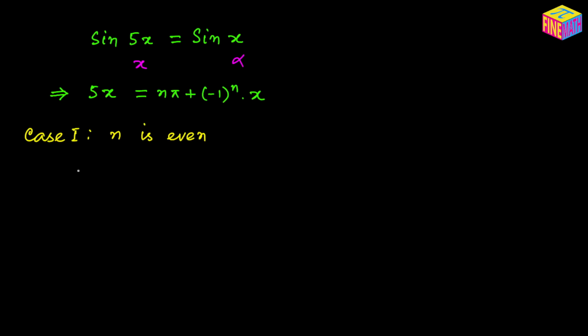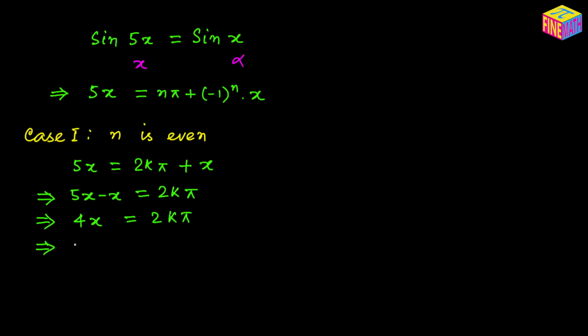Then what can we say? We can say, well, then 5x will be equal to some even number times pi. We can say 2k times pi. Now here we are taking another integer k, and we are saying that some even multiple of pi, because we have considered n as even, so we can write it as 2k times pi plus negative 1 raised to the power an even number, that will give us a positive 1 times x, so that is simply positive x right there. And from here, if we simplify this, 5x minus x is equal to 2k pi, where k is an integer, and from here 4x is equal to 2k pi, and from here we get x equals k times pi over 2, where k is an integer, of course.